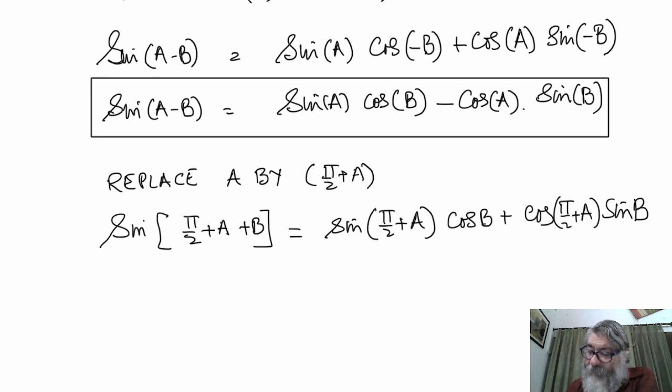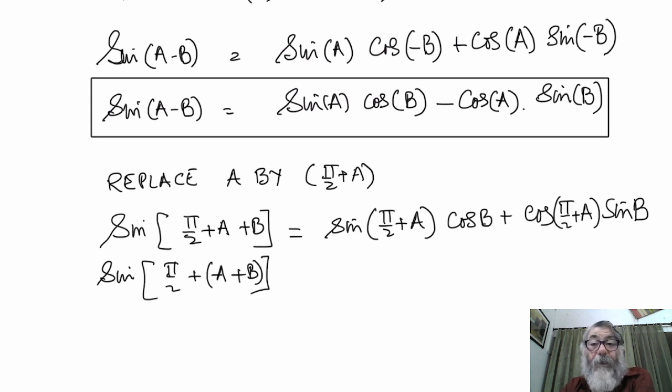Now please see this, sin pi by 2 plus A plus B, what is it? Sin 90 plus theta. It will go into second quadrant. Sin pi by 2 plus theta will go into second quadrant. In second quadrant, sin is positive, but sin will change to cos.